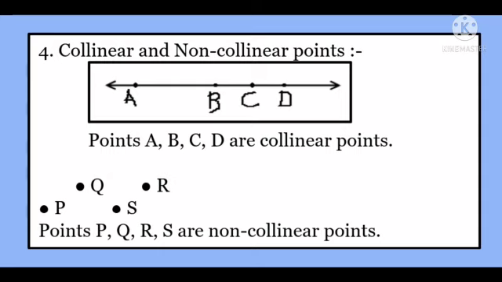Now look at the figure. Points A, B, C, D are collinear points and point P, point Q, point R, point S are non-collinear points.